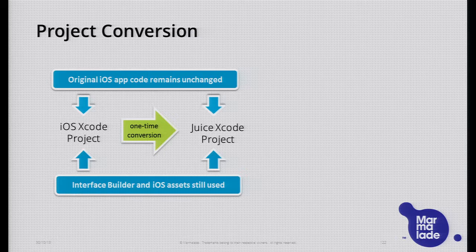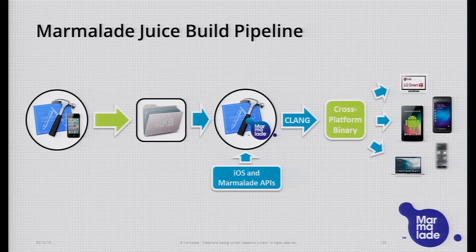What Juice does initially is convert the iOS project into a Juice project. It scans the Xcode project file and builds a regular Marmalade MKB project file that just has a few settings set to use Juice rather than regular Marmalade. But it doesn't change your code at all, and you're still using Xcode, and you can still use Interface Builder to play with UIs. It's just that now you're working with a Juice project rather than an iOS one.